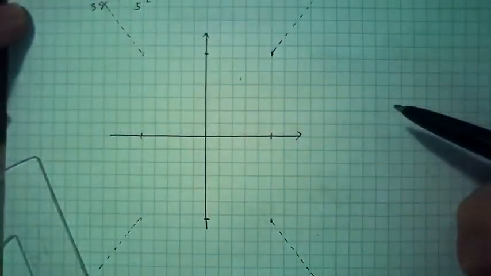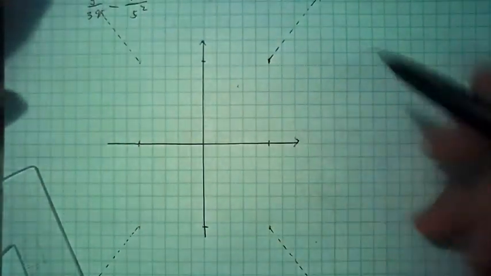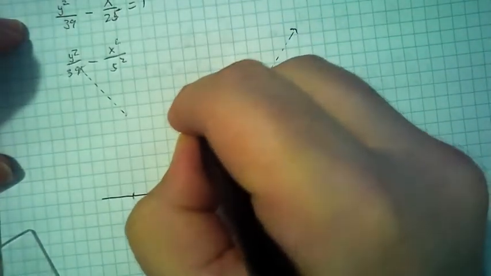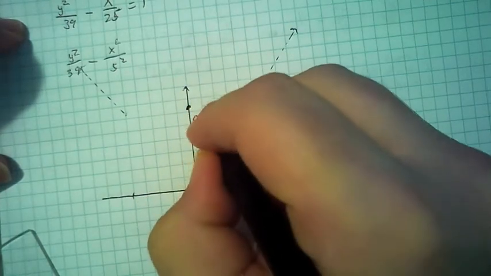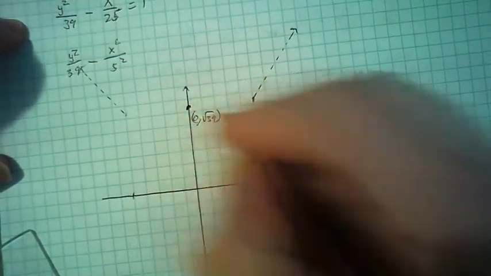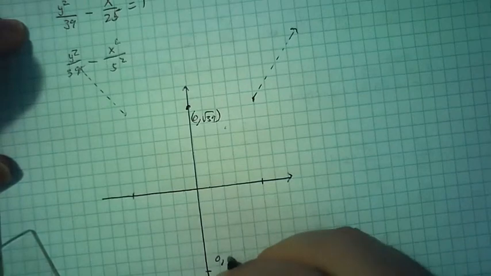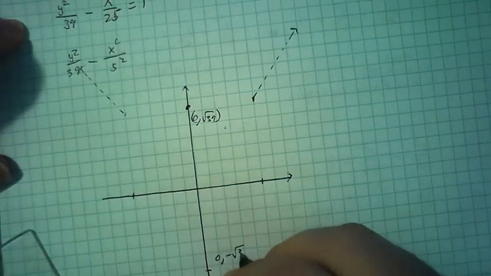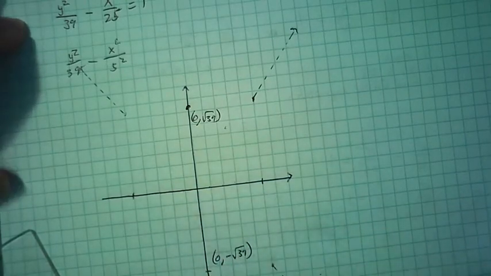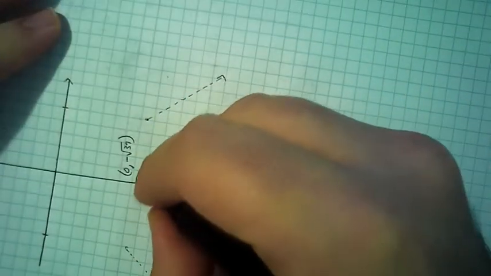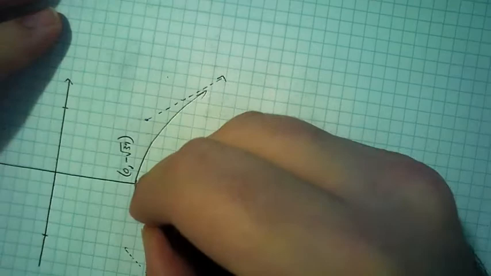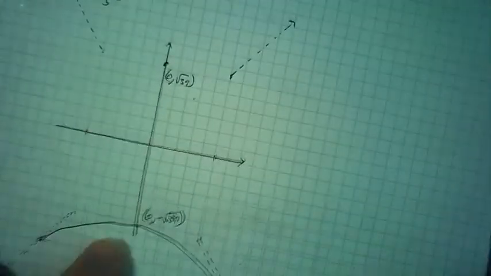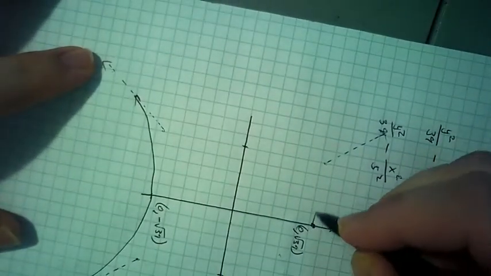So if you don't want to have so much going on your paper, you can do it like this. Now the vertices are going to be here, 0, square root of 39, and 0, negative square root of 39. And then this one's going to go from the vertex to the asymptote. Because the y is positive, the parts of the hyperbola are going to be above and below rather than left and right.